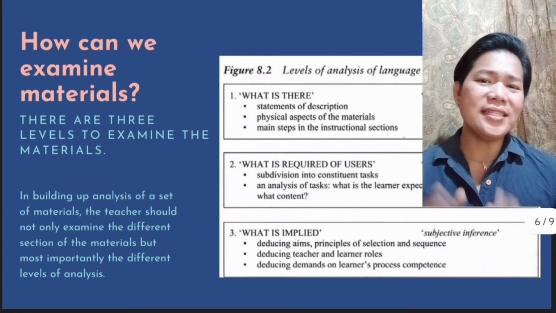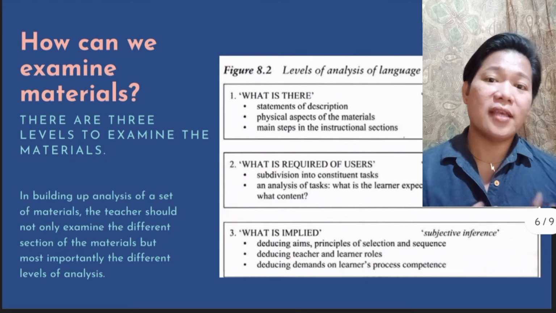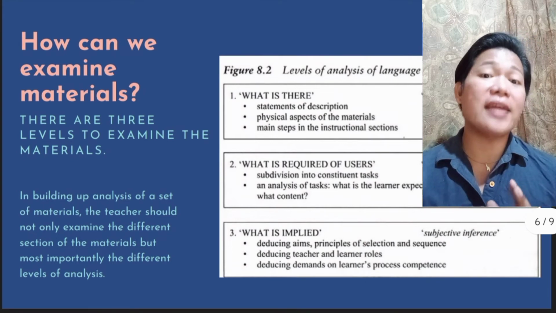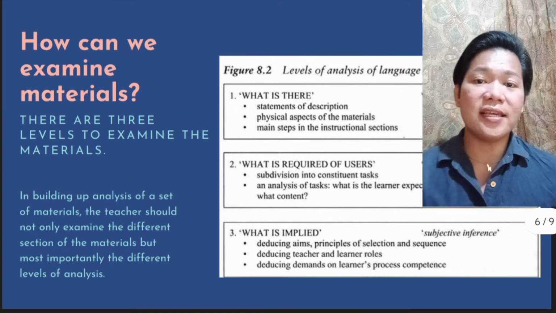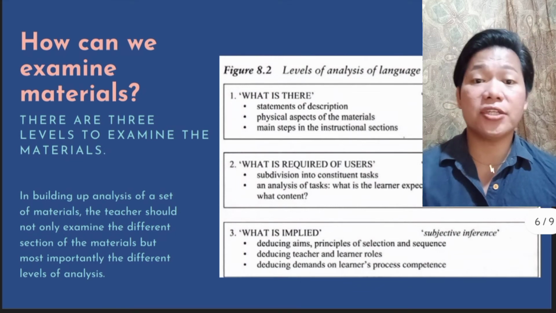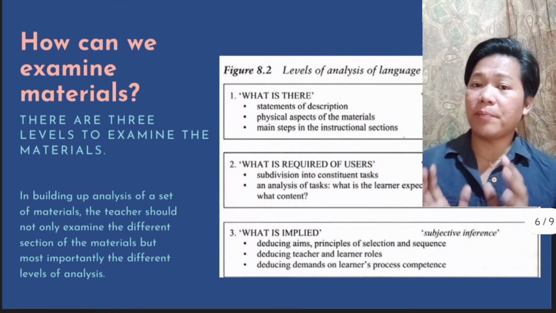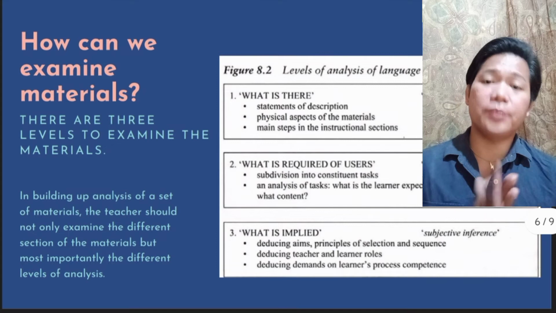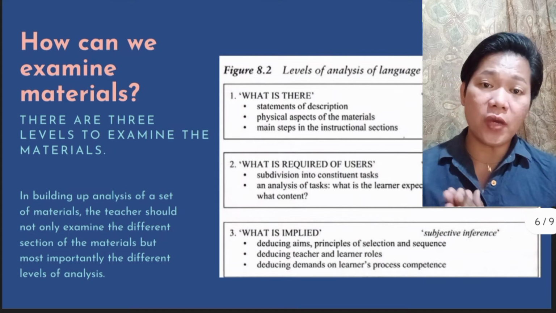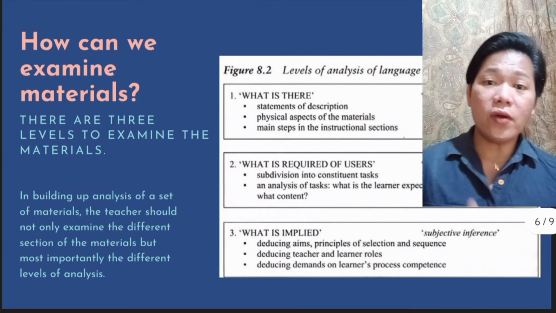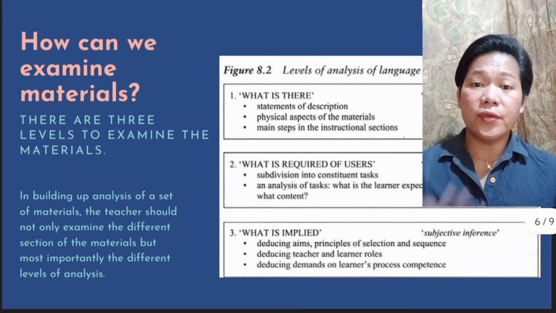Main steps in the construction section. This section is also known as an objective description. This means we are analyzing the physical aspect of the material, such as their published form. Is it a durable book or a consumable worksheet? Is it a soft copy or a hard copy? We also look at the number of pages. Also, the use of colors.